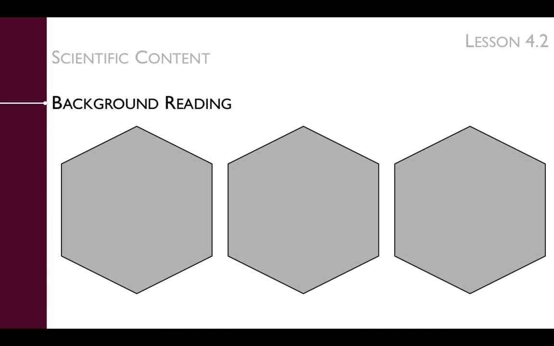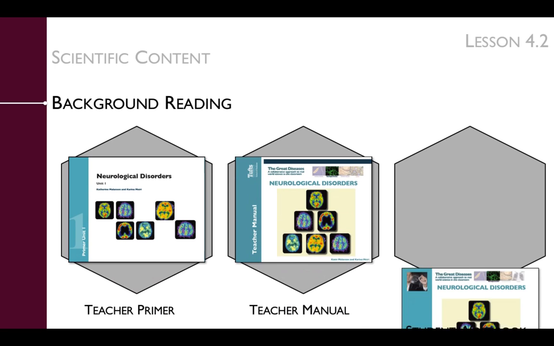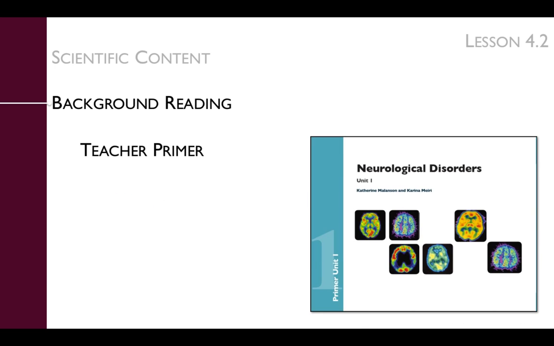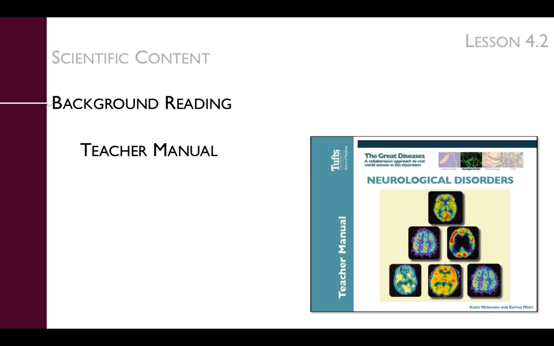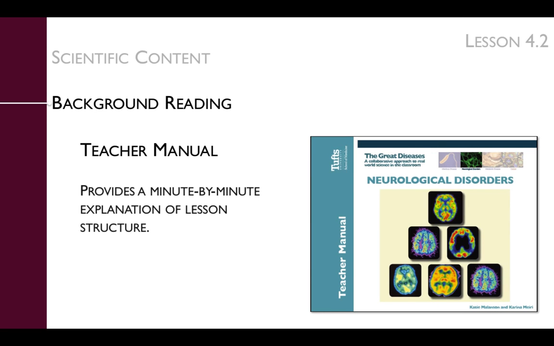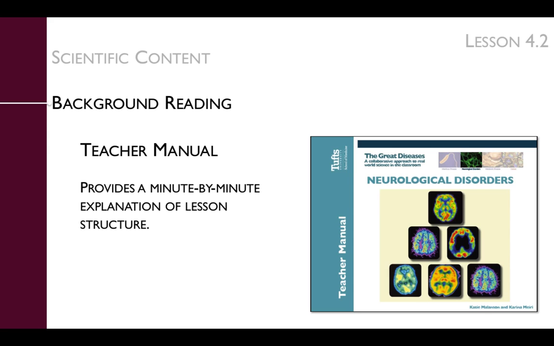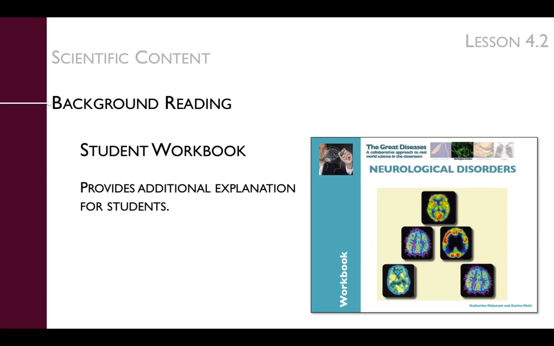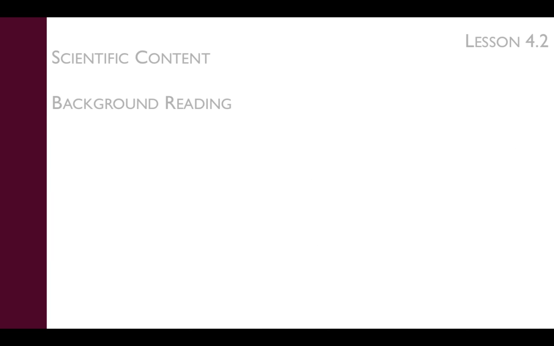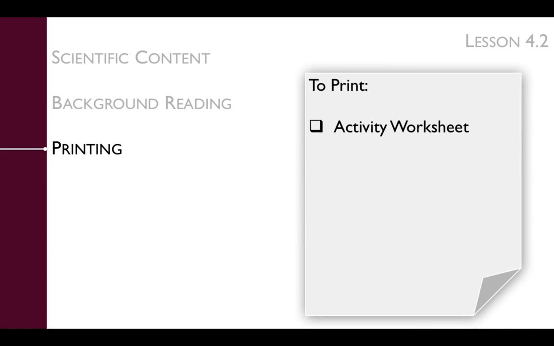You can review the scientific content in the background reading provided to you in the teacher primer, the teacher manual, and the student workbook. The teacher primer provides in-depth knowledge about the scientific content presented in the lesson. The teacher manual or lesson plan provides a minute-by-minute explanation of lesson structure, including instructions on how to manage the discussion and activity. And the student workbook provides additional explanation for your students. You'll also need to be sure to print the activity worksheet and sample sleep journal for your students if they did not keep their own sleep journal this past week.